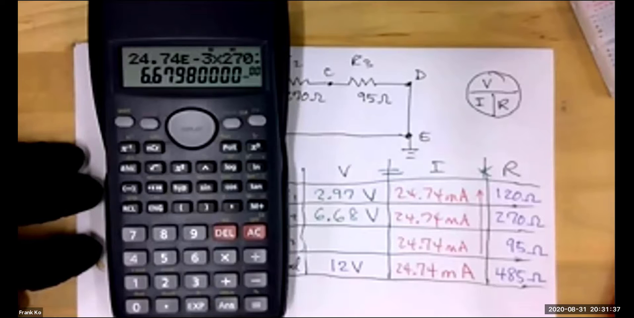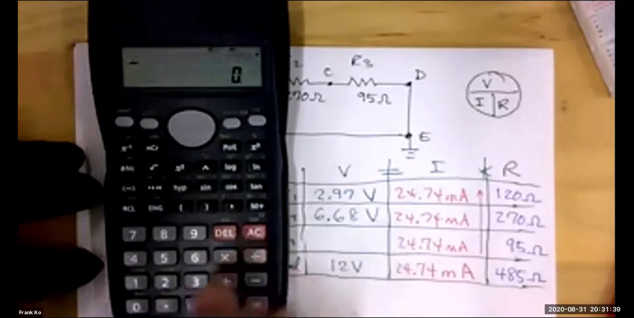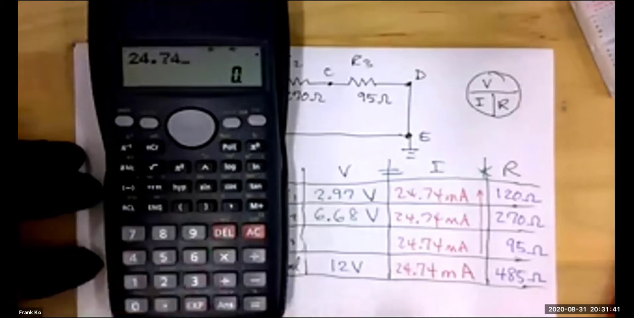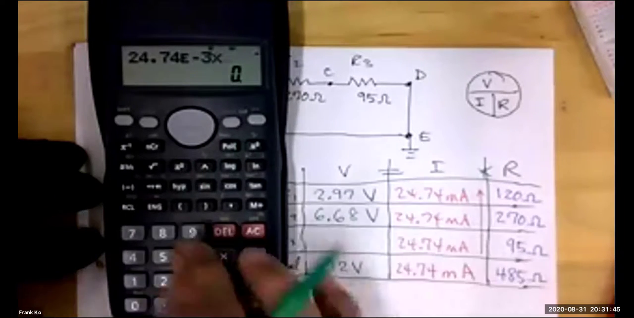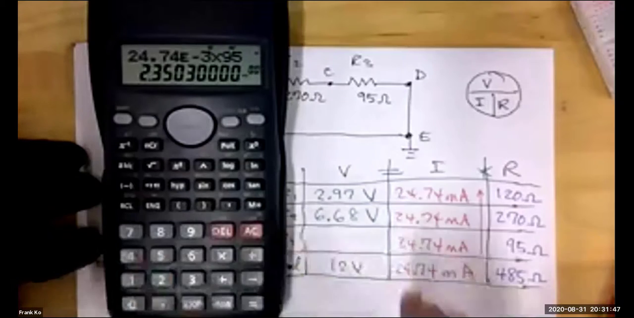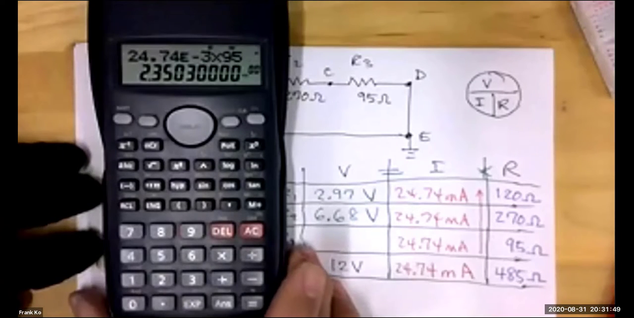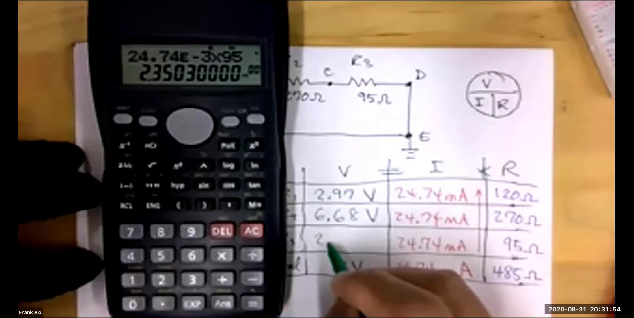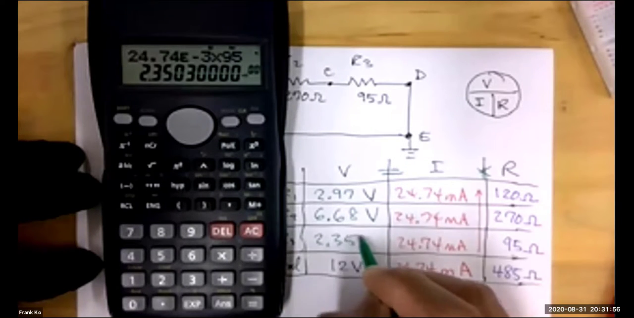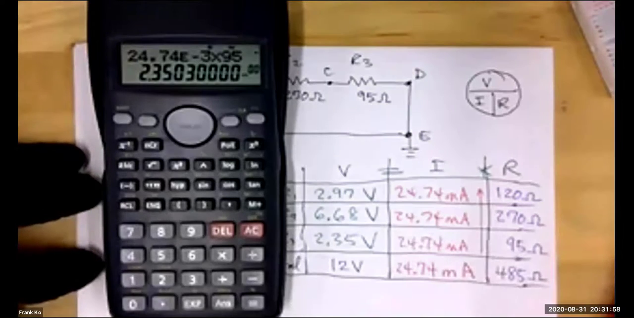6.68 volts. Is everybody clear on how to round this value? Okay, 6.68 volts. Next one, clear. 24.74 EXP, -3 times 95. And this works out to be what value, Weiji? 2.35 volts. How many people agree? So far, so good? Okay.